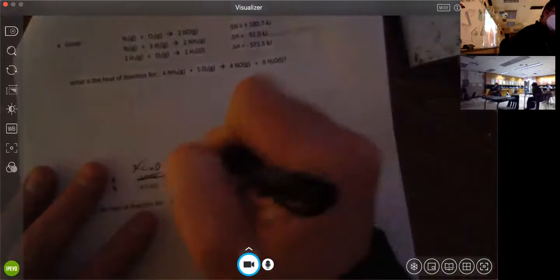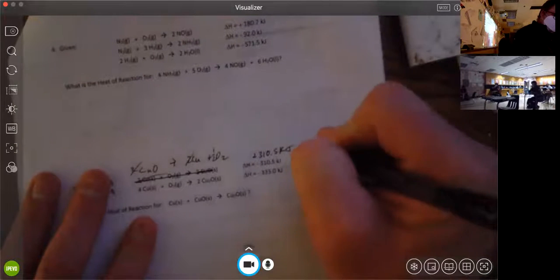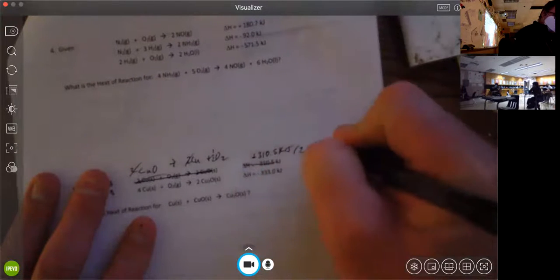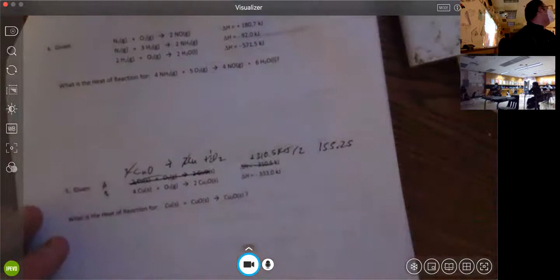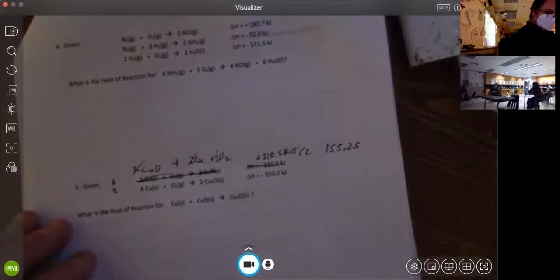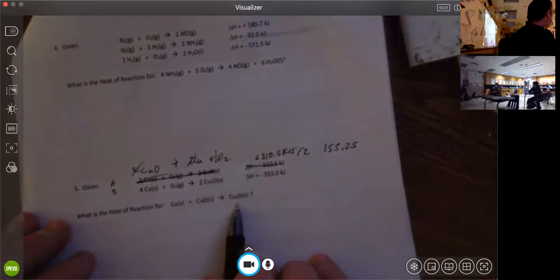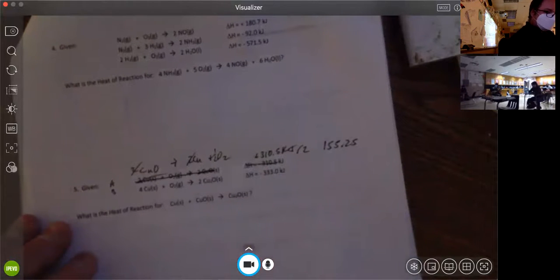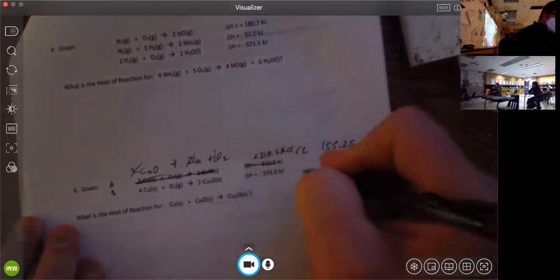So if we divide the top by 2, 310.5 divided by 2. The answer is 155.25. What can we do to the bottom one? I see here I have 2 copper 1 oxides, and only here I have only 1 copper 1 oxide. So what might I do to this one? Divide by 2. Negative 333 divided by 2. It's negative 166.5.